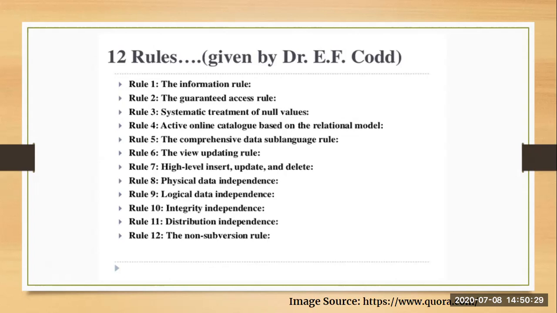Next, rule number 11, that is distribution independence. An RDBMS must have distribution independence. So it means your data can be distributed across multiple platforms or computers. However, the platforms can be heterogeneous in nature in terms of hardware and operating system. So this is one of the most attractive features of a DBMS, where it allows distribution independence.